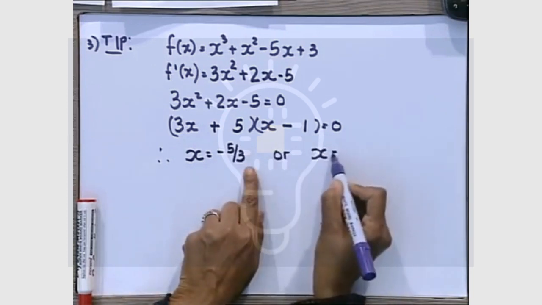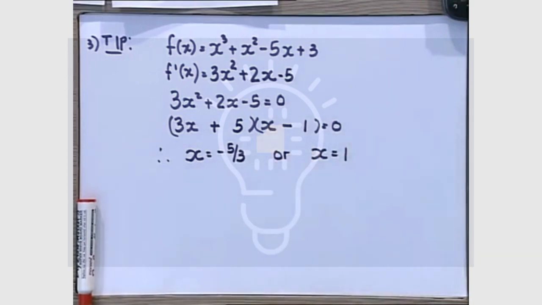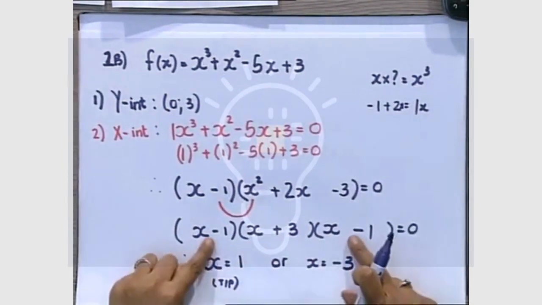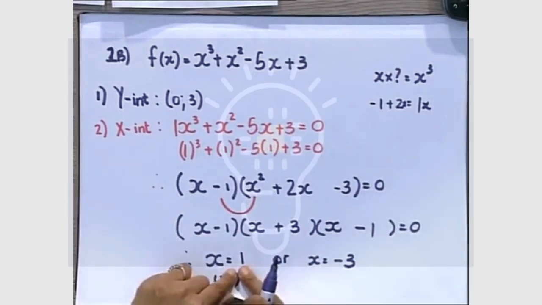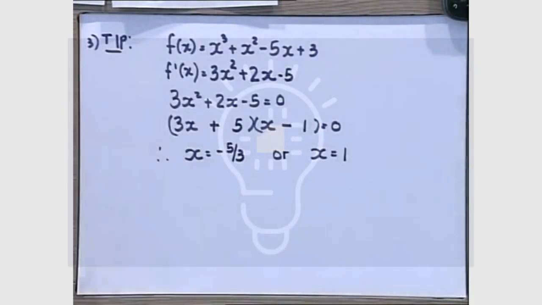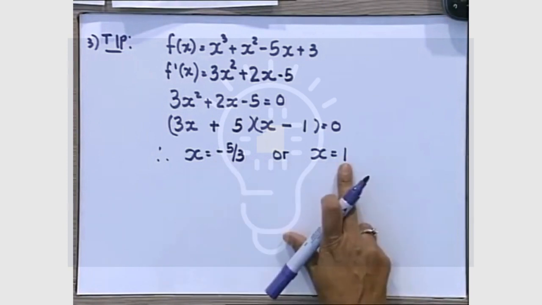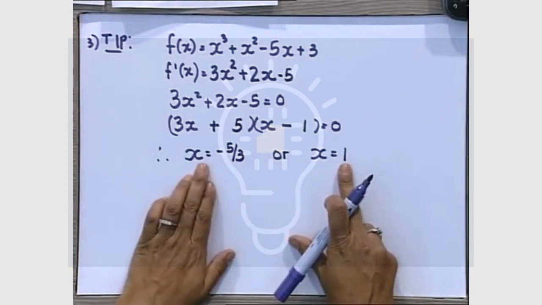Oh my word! It must be 1. Why must I have a turning point at 1? Because my x-intercepts were being repeated at x equal to 1. Now, these are the x-coordinates of your turning points.